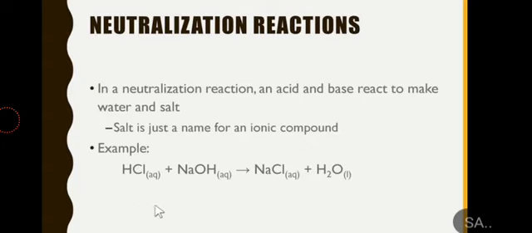For example, hydrochloric acid, when it reacts with sodium hydroxide, which is a base, forms sodium chloride, which is a neutral product and a salt, and it will also form water, and water is neutral. So this is how the neutralization reactions happen. When the acid reacts with base, they produce neutral products like salt and water. Here in this example, the sodium chloride is a salt, and water, you know.